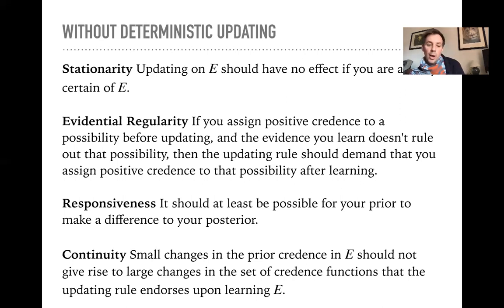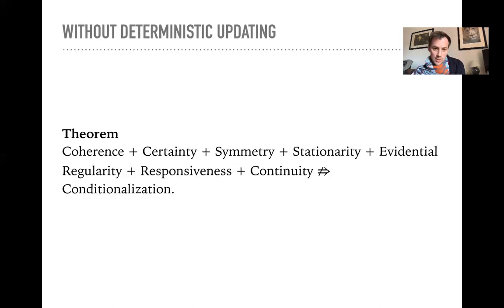Responsiveness: it should be at least possible for your prior to make a difference to your posterior. So in that example that I gave before of the omniscient credence functions, it didn't matter what prior I started with, I'd still get the same set at the end. And finally, continuity says that small changes in the prior credence in E should not give rise to large changes in the set of credence functions that the updating rule endorses. Now this requires a notion of how large changes are in a set of credence functions. Turns out we can give a natural one, and then the following thing is true. Adding all these properties together, leaving out deterministic updating: coherence, certainty, symmetry, stationarity, evidential regularity, responsiveness, continuity, still doesn't give you conditionalization.